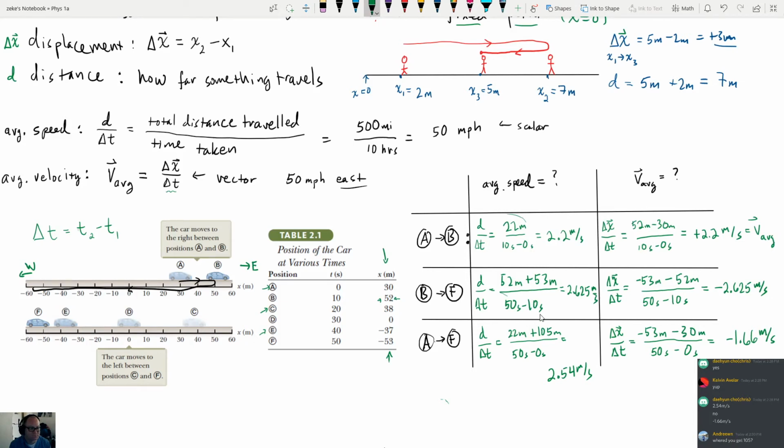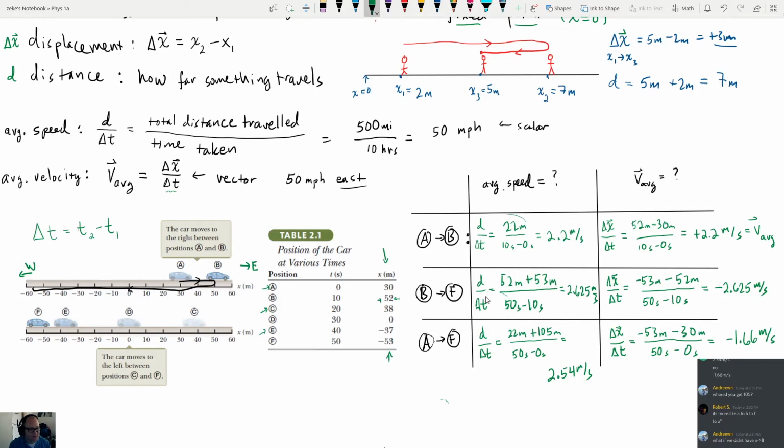I'm confused how you got 22, though. How'd you get 22 and the 105? Where'd you get those distances from? Okay, from A to B, the car went from point A, which is 30, to point B, which is 52, right? So the total distance the car moved from A to B, what's that equal to? 22. So that's where that came from, right? Yeah, okay. And then, yeah, Robert, it's A to B to F. Okay, I got it now.